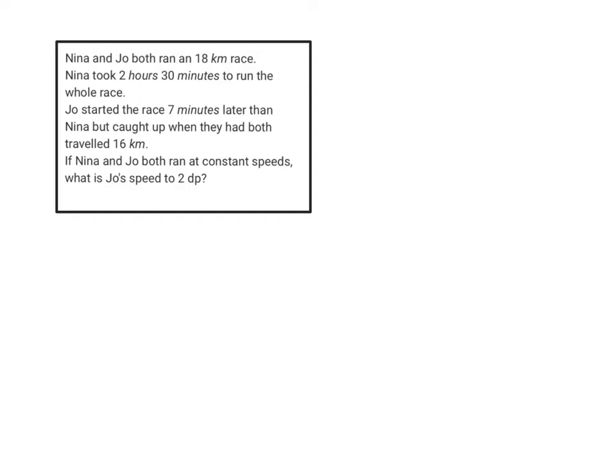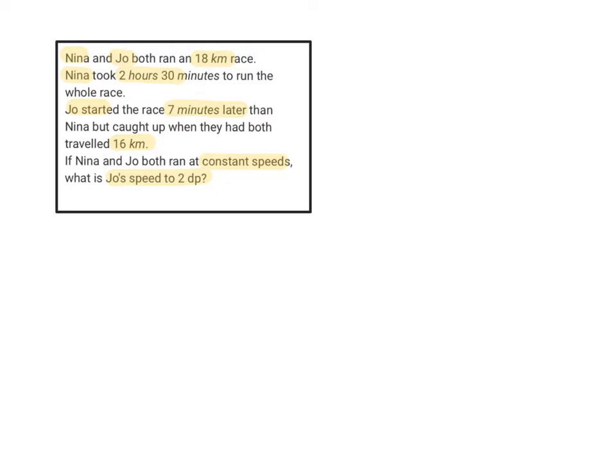A wordy question, so let's just read through to start with. Nina and Joe both ran an 18-kilometre race. Nina took 2.5 hours. Joe started the race 7 minutes later than Nina, but caught up when they both travelled 16 kilometres. If Nina and Joe had both run at constant speeds, what is Joe's speed to 2 decimal places?